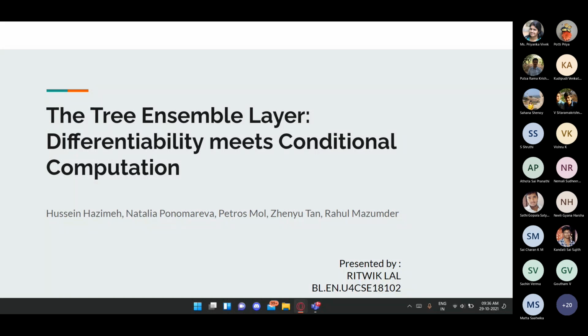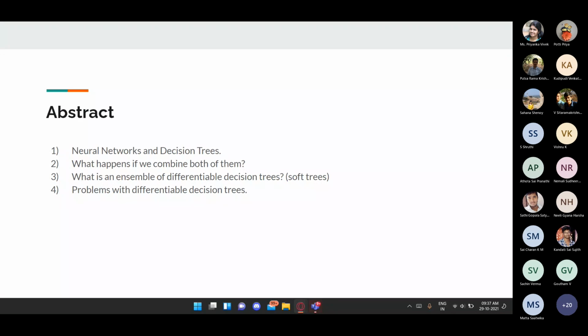As the name suggests, we're going to be looking at the tree ensemble layer, which again might give you a slight idea that it might be related to decision trees. Well, if you thought so, that is perfectly right. And we're talking about differentiability and conditional computation as well. So, I'll just head over to the next slide.